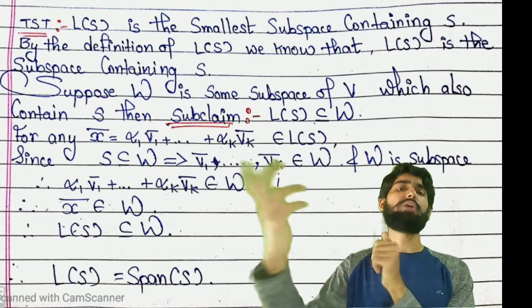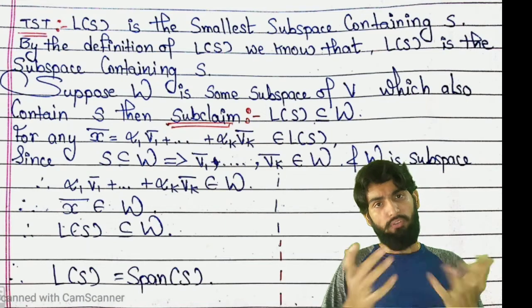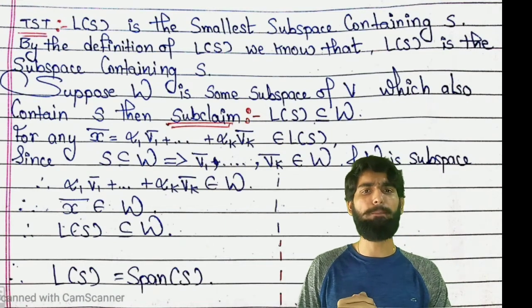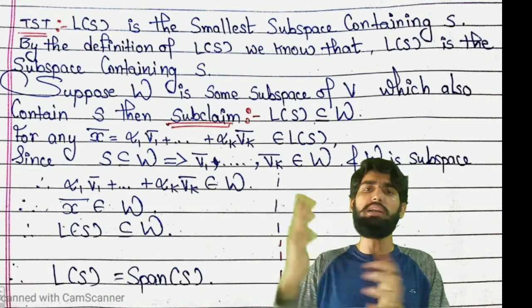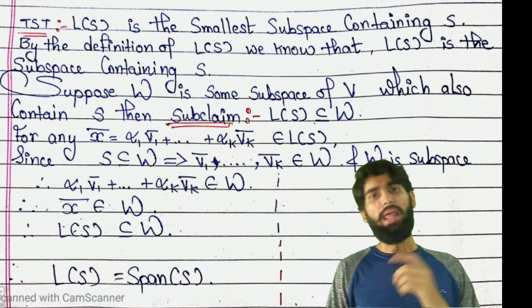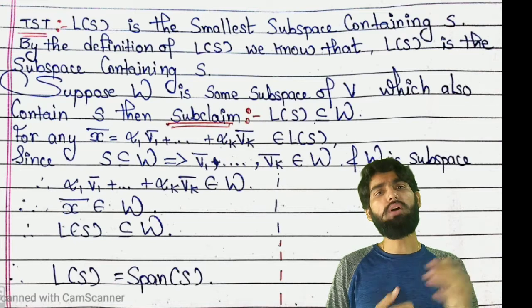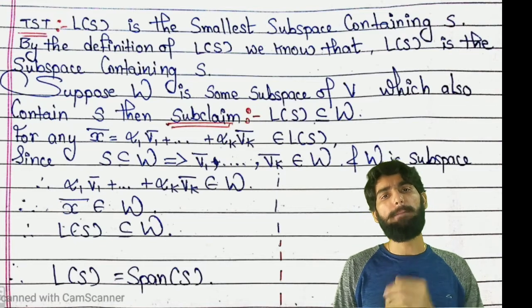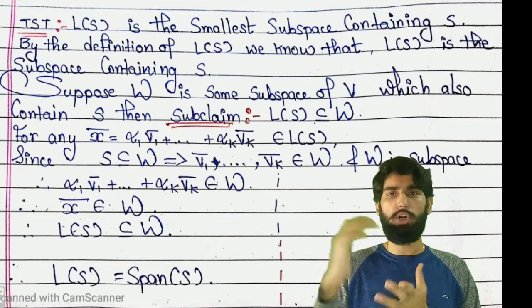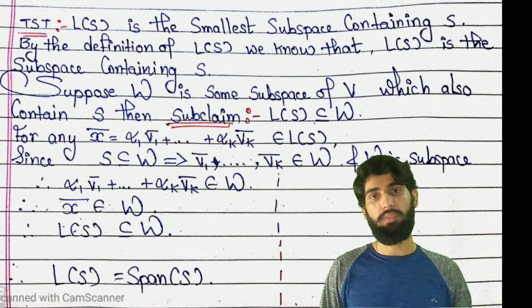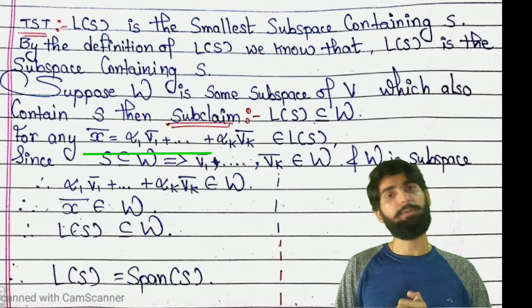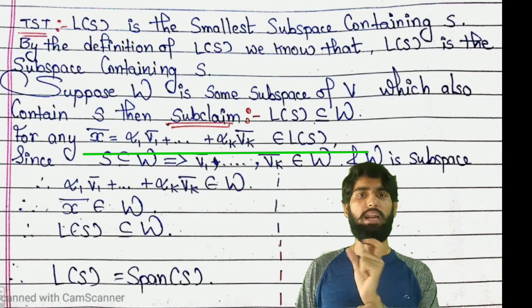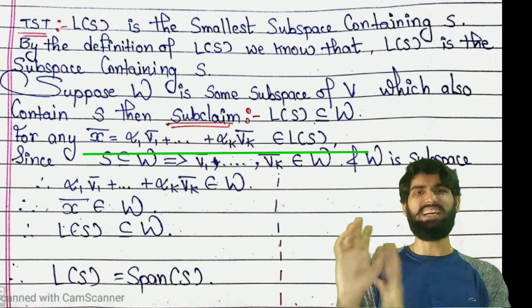How does an element of L of S look? Where S is the same set as in the previous lecture. That means S contains k elements v1 bar, v2 bar, till vk bar. Then the element of L of S will look like alpha 1 v1 bar plus alpha 2 v2 bar plus dot dot dot plus alpha k vk bar. So my x bar looks like that. My x bar is an element of L of S. I want to prove it should be inside W.